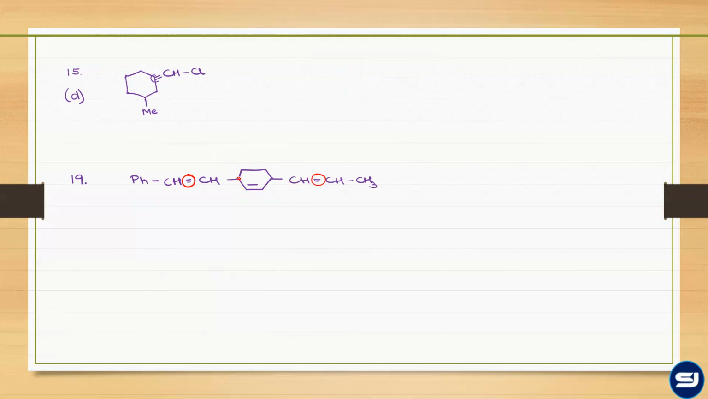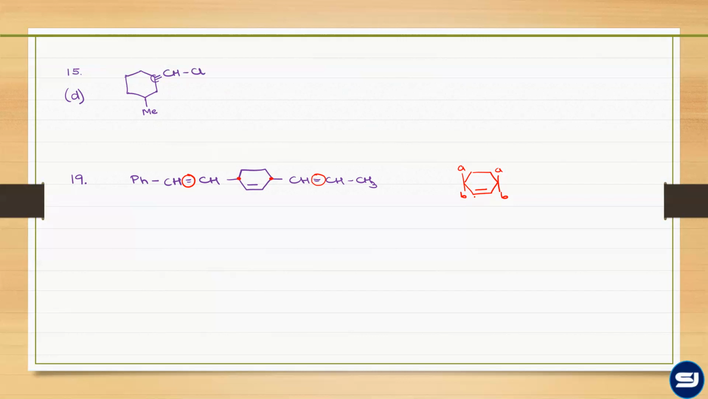If the ring is having the substituents on the 1 and 4 carbon atom, will this be a geometric center? It's like a cyclic ring having the substituent on the first and fourth, AB and AB type with a double bond over here. Yes. Will this be a geometric center?